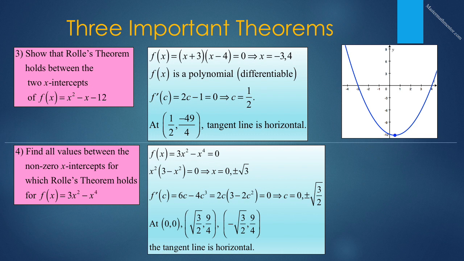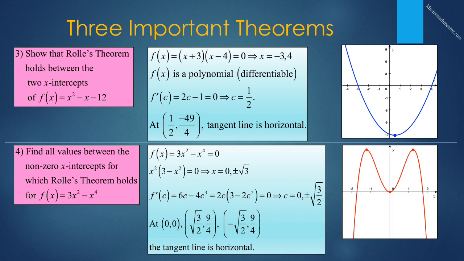f prime of c equals 6c minus 4c cubed, which is 2c times the quantity 3 minus 2c squared, equal to 0, getting c is equal to 0 and plus or minus the square root of 3/2. All three values are inside plus or minus the square root of 3. So there are 3 points where the tangent line is horizontal: (0, 0), (the square root of 3/2, 9/4), and (negative the square root of 3/2, 9/4). The red graph of f of x confirms the 3 points of horizontal tangency.